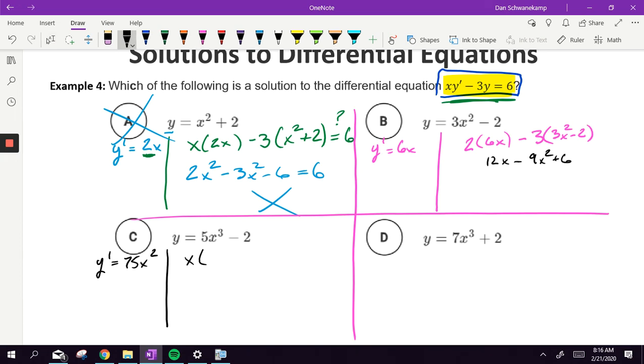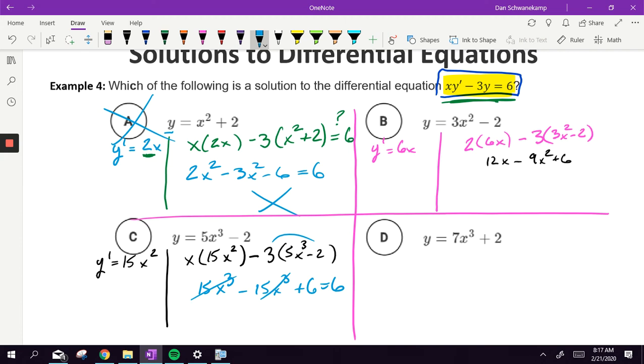If we're doing letter C here, I get y prime is equal to 15x squared. So when I plug that in, 15x squared minus, then we've got 3 times y, so 3 times 5x cubed minus 2. This is going to get me 15x cubed minus 15x cubed plus 6. Is that equal to 6? Yeah, because those two things cancel. 6 equals 6. The answer is C. Makes sense on how to do it. Don't be weirded out. Just do it.